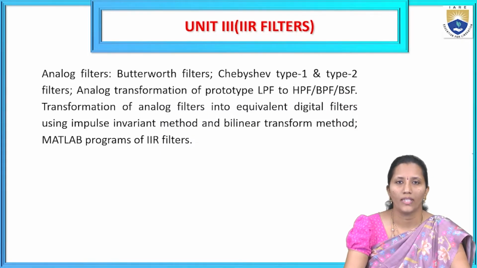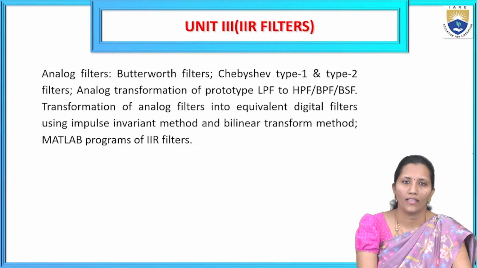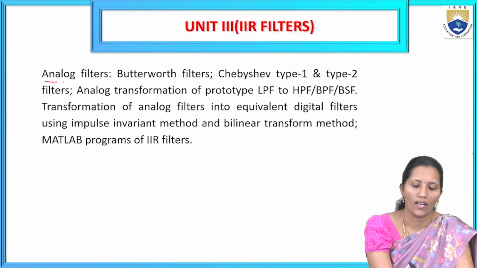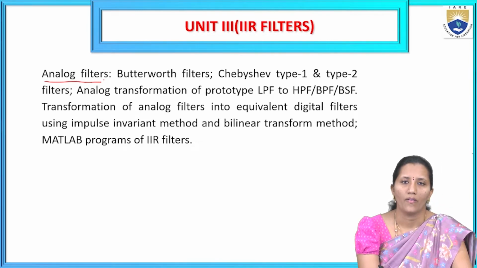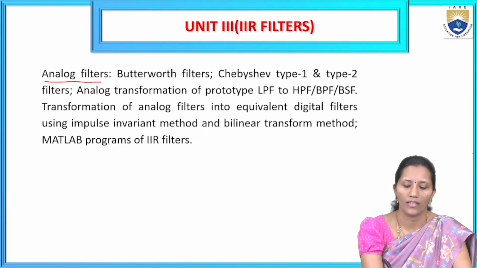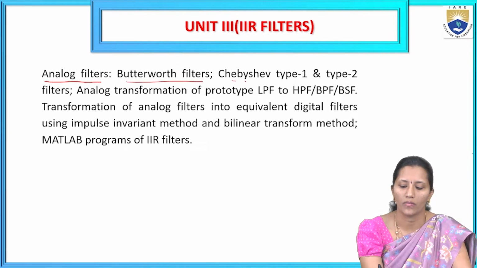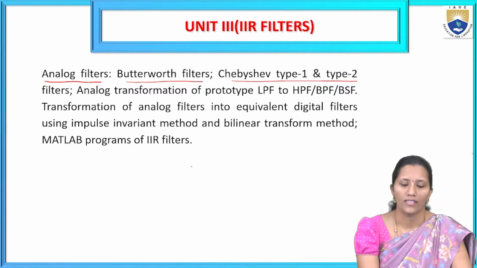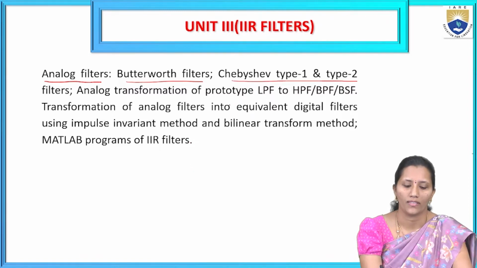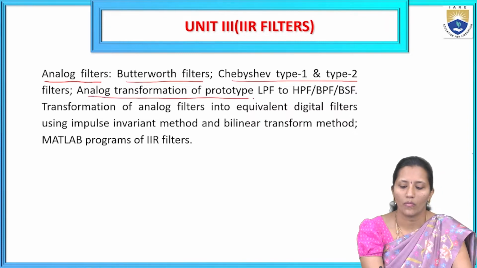So this is the Unit 3 syllabus, IIR filter. Here in Unit 3, first we will discuss the analog filters. While designing IIR filters, we will take the analog filter prototype. In our syllabus, we have Butterworth filter and Chebyshev type 1, type 2 analog filters. We will discuss the design of Butterworth filters, Chebyshev type 1 and type 2 filters, and the analog transformation of prototype low pass filter to high pass filter, band pass filter and band stop filter.